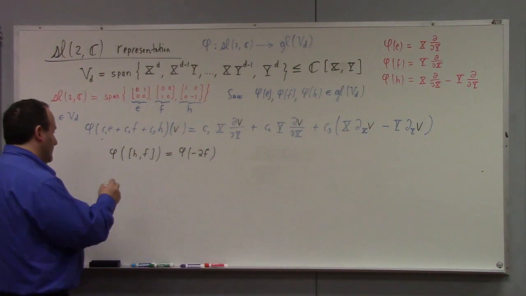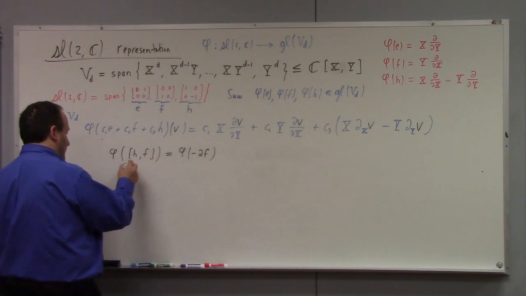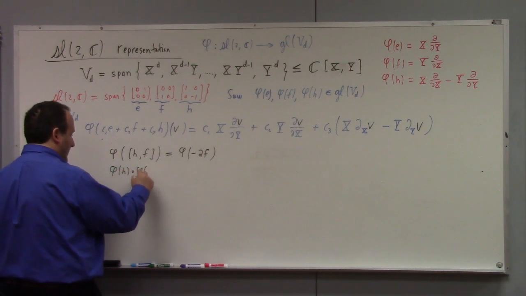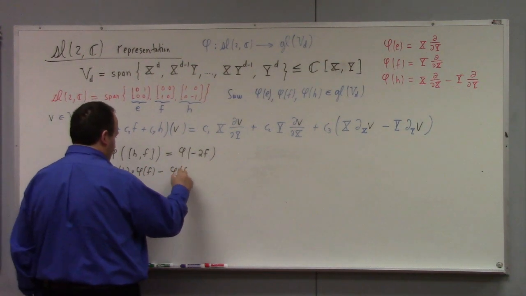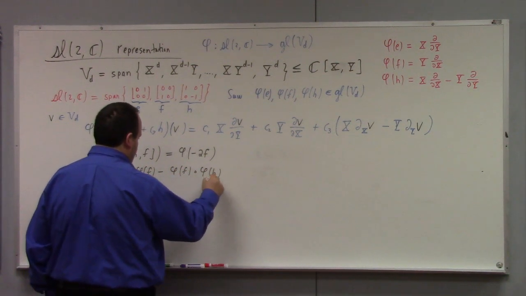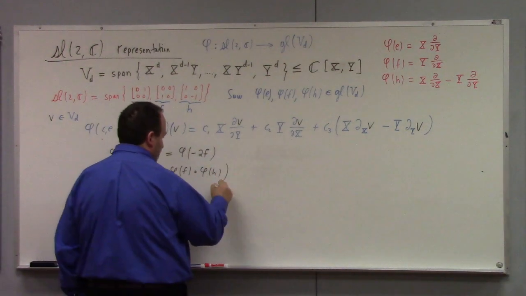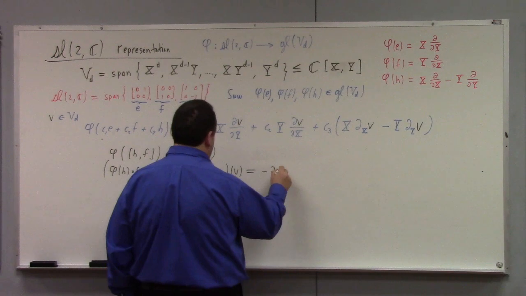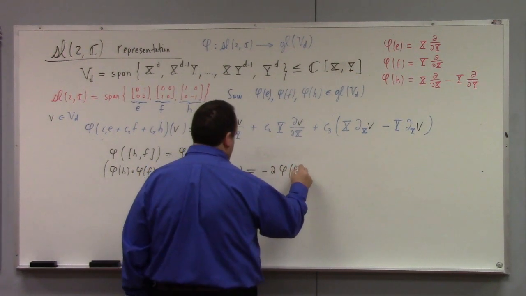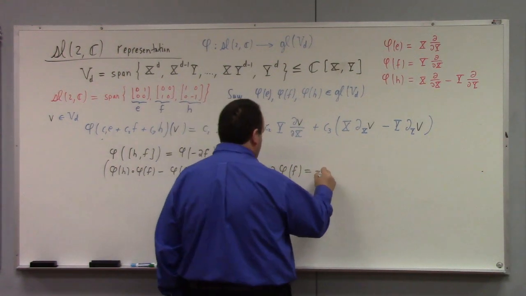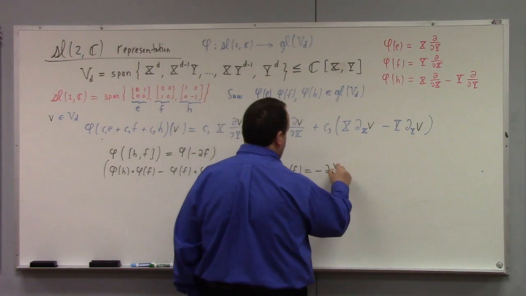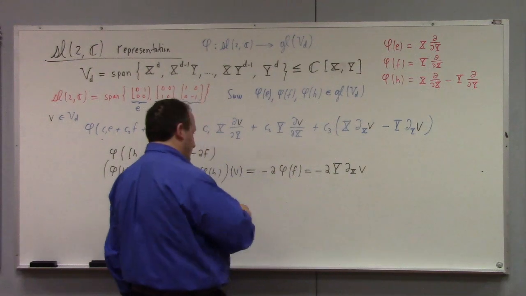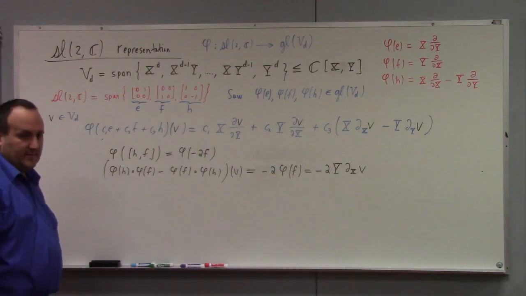And so again, we would just look at this. We would try to see that phi of h composed with phi of f minus phi of f composed with phi of h, checked on an arbitrary function, is equal to minus 2 times phi of f, which of course would explicitly be minus 2y partial x v. Yeah, and I agree. I think we've done enough that you can see how to do that calculation.